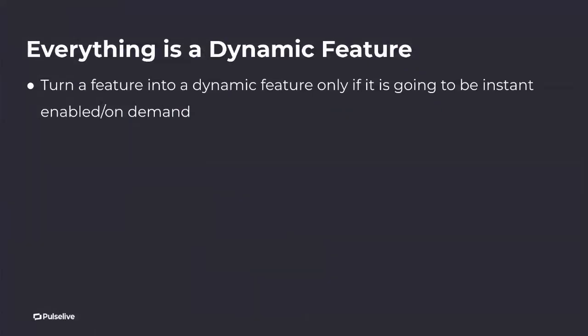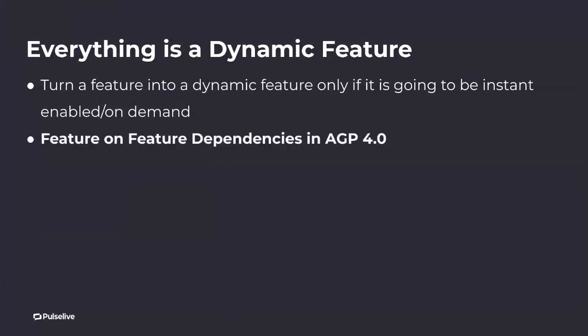If you're looking to modularize and it's not going to be an on-demand feature or an instant app feature, then just use a normal Android library. Yeah, so if you need to use feature on features, use an Android Gradle plugin 4.0. I've written a long blog post about this, about the different ways you can set up your feature and feature dependencies to work around certain issues. So definitely check that out.